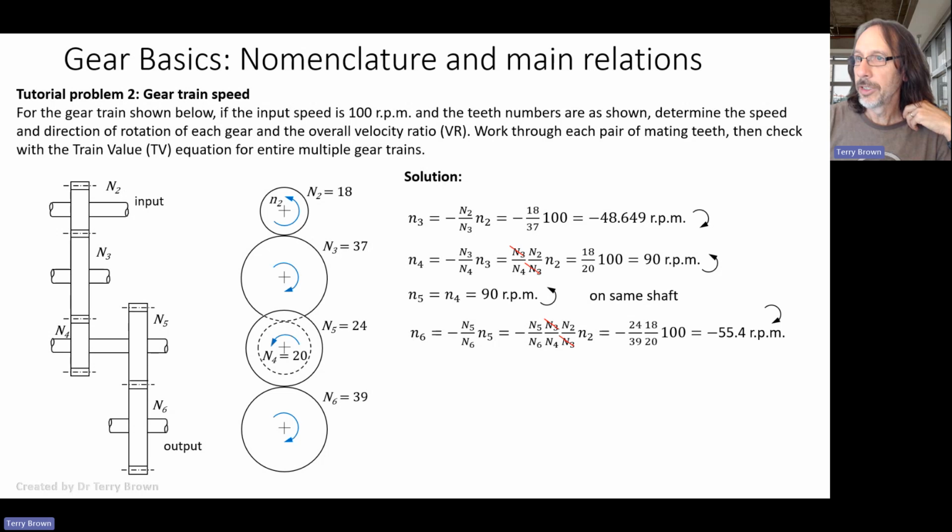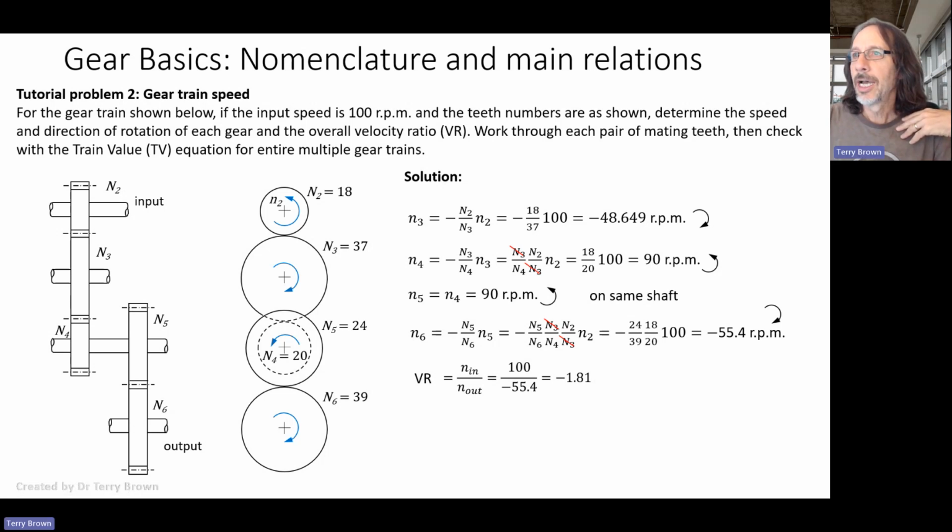Okay, so having got our output speed, we can calculate our overall velocity ratio by using input speed over output speed. Remember, as I said, some people and textbooks and sources define the velocity ratio the other way, but I'm following the way that's done in the recommended or required textbook. So if we put 100 over 55.4, we get 1.81 as our velocity ratio.